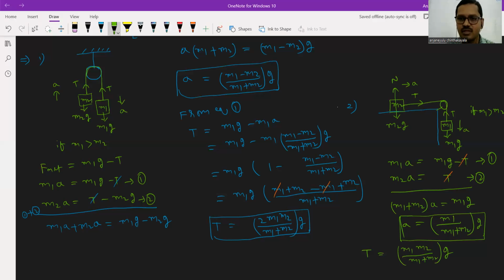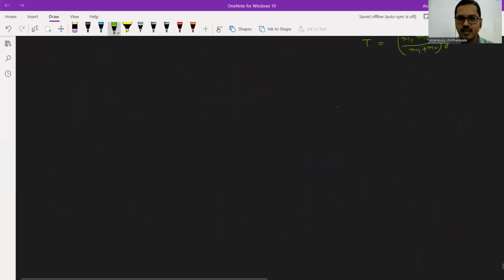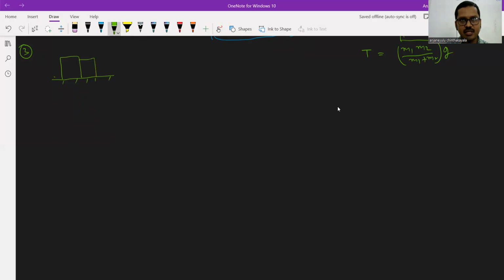Next, one more application based on Newton's laws. Third one. Now here, two blocks are in contact with each other. Suppose this is a horizontal surface, but frictional force is negligible here. One block is placed on the horizontal surface, and the second block is placed like this. Mass of the first one is M1 and mass of the second one is M2. Some external force F acts on the first block. The total system of two blocks moves with an acceleration A.